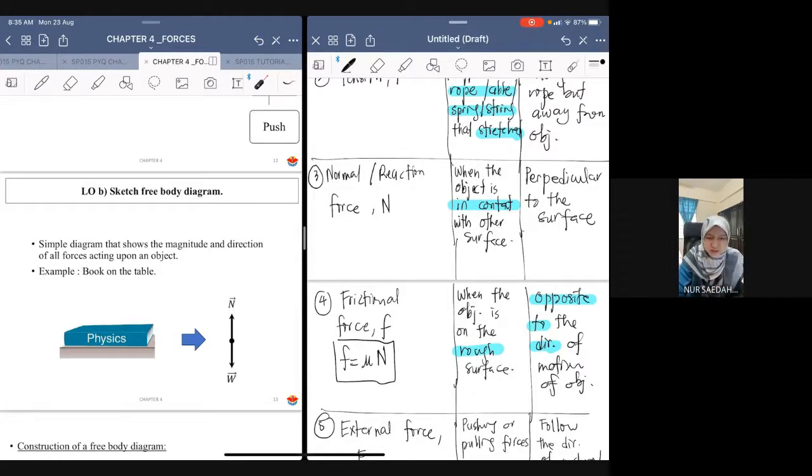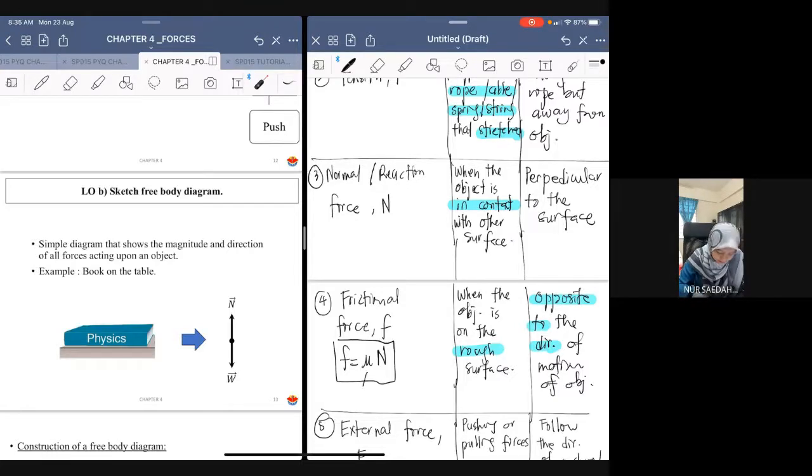Dah ke? Ada ke sekolah menengah? Tak ada? Korang tak ingat dah? Tak ada, SPM? Madam, tak ada. Oh, okay.